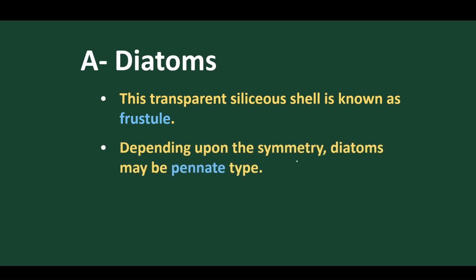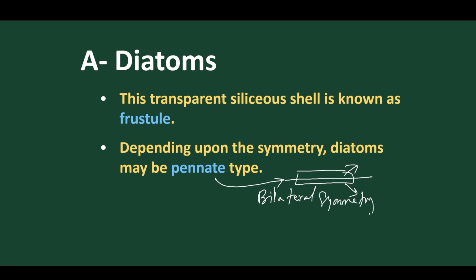Depending upon the symmetry, meaning division of the body layer, diatoms may be pennant type or centric type. So what is pennant type? If the body is bilateral symmetry, if the body is divided only in two forms, it is called bilateral symmetry, and it is called pennant type. So pennant type means the body is bilateral symmetry.